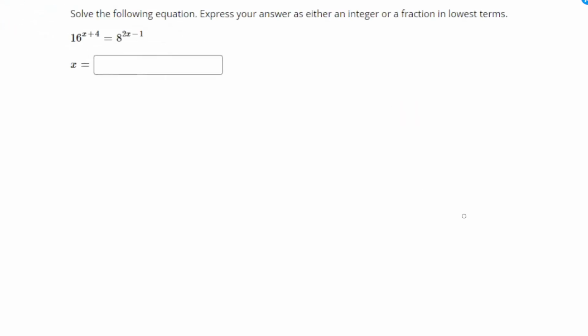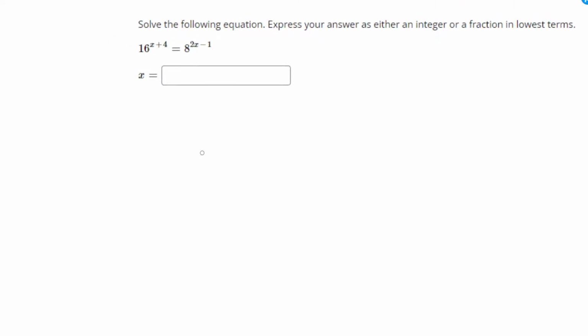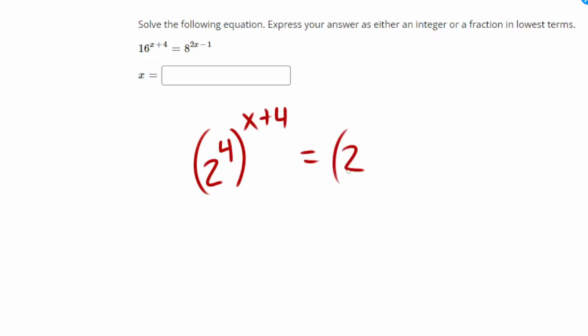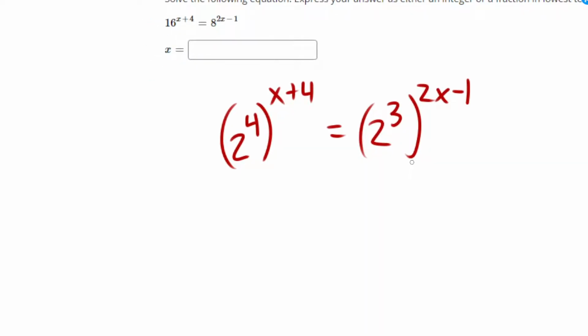Sometimes the best thing to do is just to restart the problem. I think I got confused, so I'm going to do just that. 16 is the same as 2 to the 4th, then we still have the x plus 4. And 8 is the same as 2 cubed to the 2x minus 1. We can distribute, so we'll have 4x plus 16 is equal to 6x minus 3.